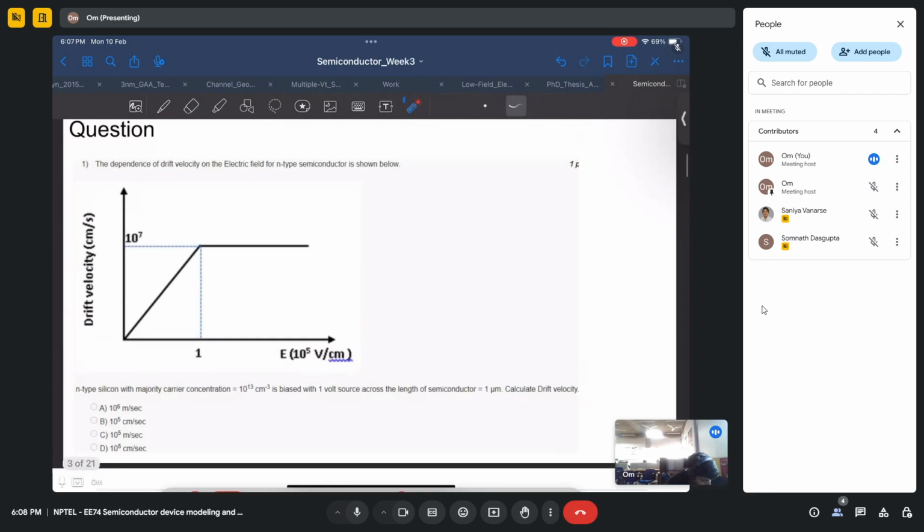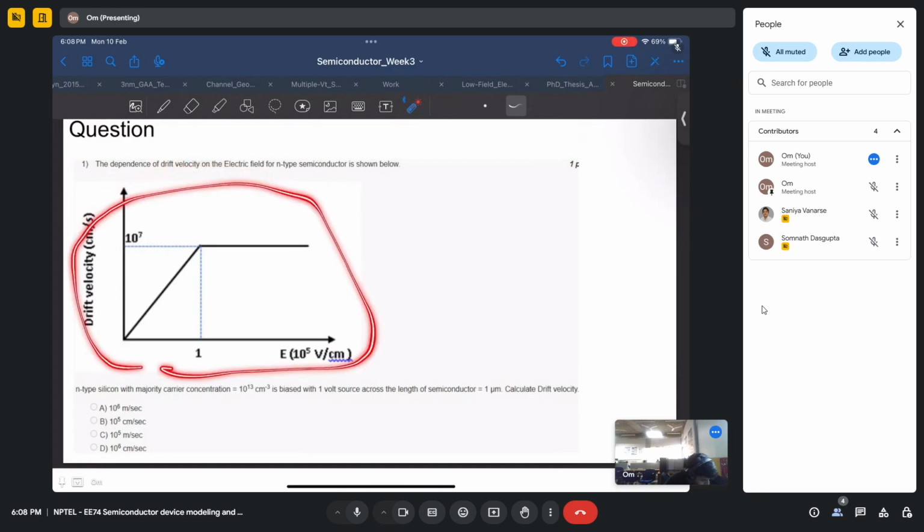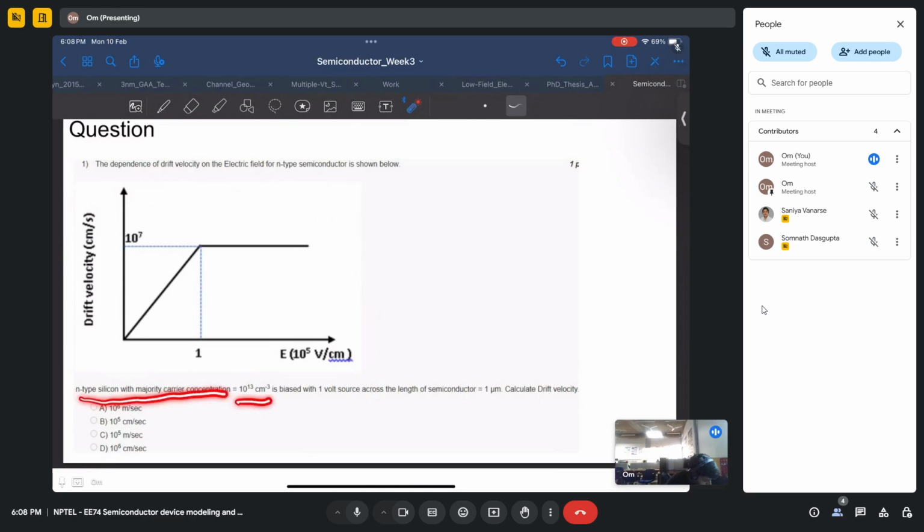So the first question is the dependence of drift velocity on electric field for n-type semiconductors shown below. So this is the dependence they have shown. N-type silicon with majority carrier concentration of 10 to the power 13 per centimeter cube is biased with 1 volt across the length of semiconductor of 1 micrometer. Calculate the drift velocity. So do you know how to solve this? No, sir. Okay, I'll help you solve this one.